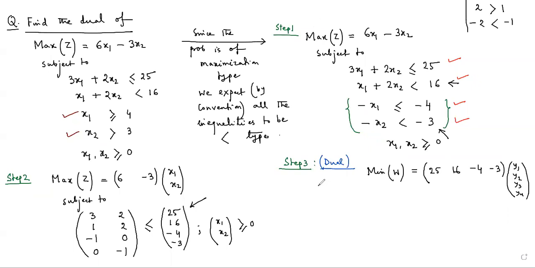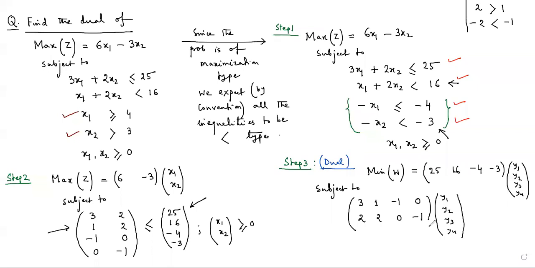And these will be subject to the coefficients of the transpose of this matrix. So that would be 3, 1, minus 1 and 0. This would be 2, 2, 0 and minus 1. How many variables are you going to consider? Y1, Y2, Y3, Y4.